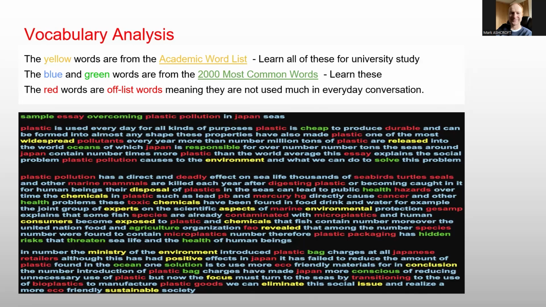For your information, the blue and the green words are from the 2,000 most common words, so you will need to learn these as well. The red words are what we call off-list words, which basically means they're not used much in everyday conversation. They're very specialized vocabulary. So these are not your priority.